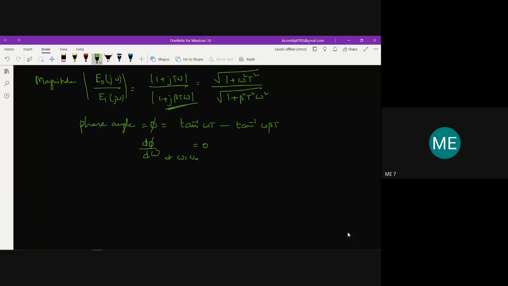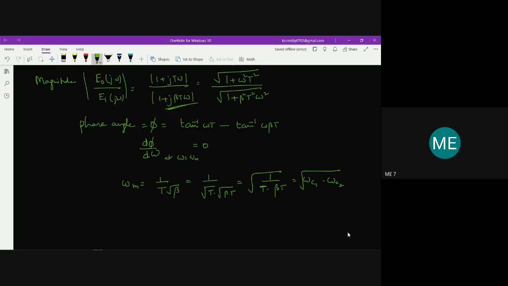So by solving all those, we are going to get omega m is equal to, in this case, 1 by t into root of beta. Otherwise we can write it as square root of 1 by t into beta t. So omega m is nothing but the square root of omega c1 and omega c2.